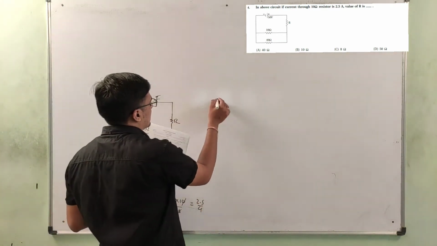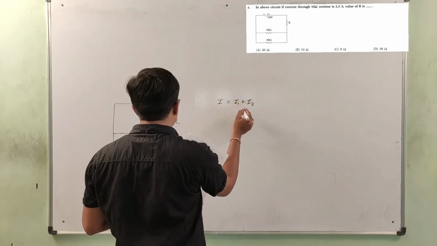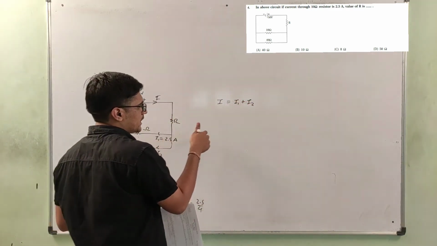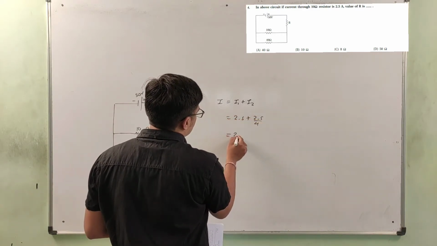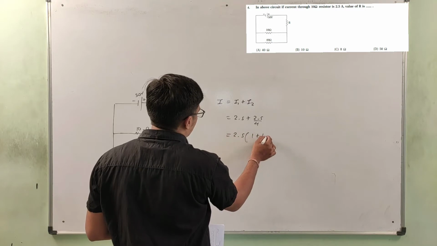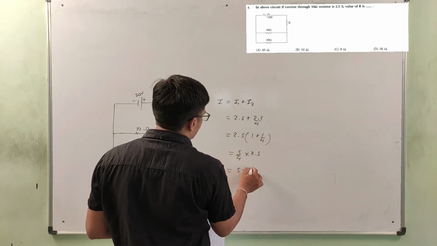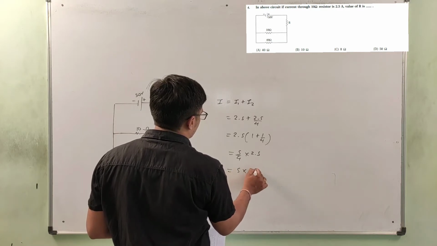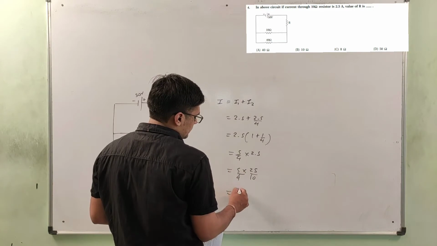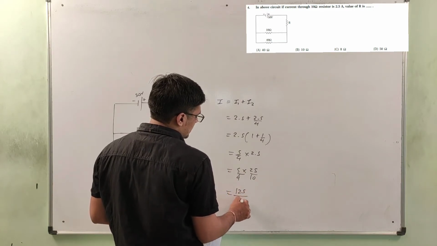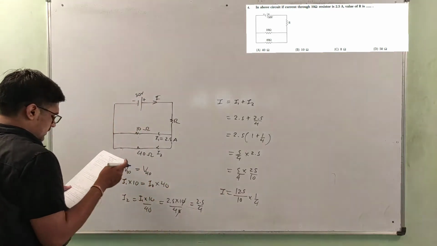Now what is the total I? Total I is equal to I1 plus I2, because I is divided into I1 and I2. So 2.5 plus 2.5 by 4. Taking 2.5 common, 1 plus 1 by 4, which is 5 by 4. So 5 into 25 by 10 divided by 4, that is 125 divided by 10 divided by 4. This is the current flowing through this circuit.